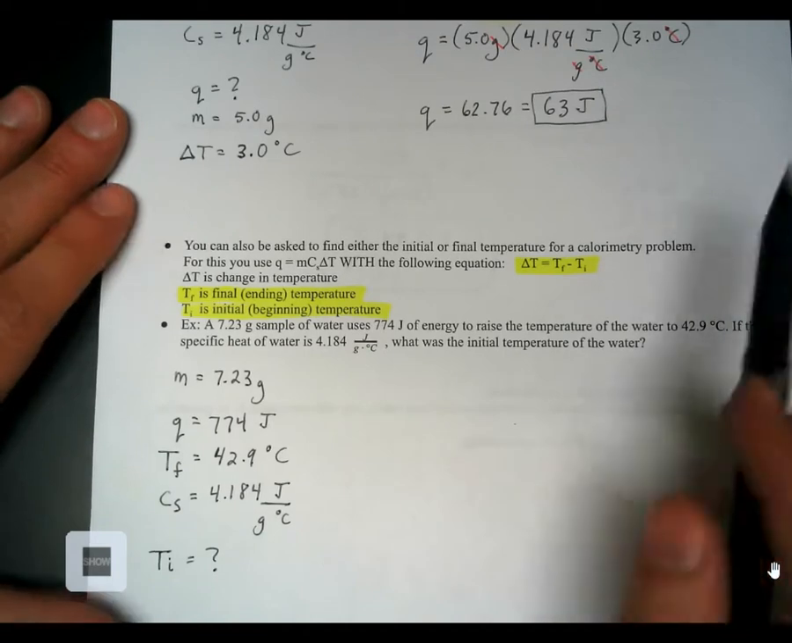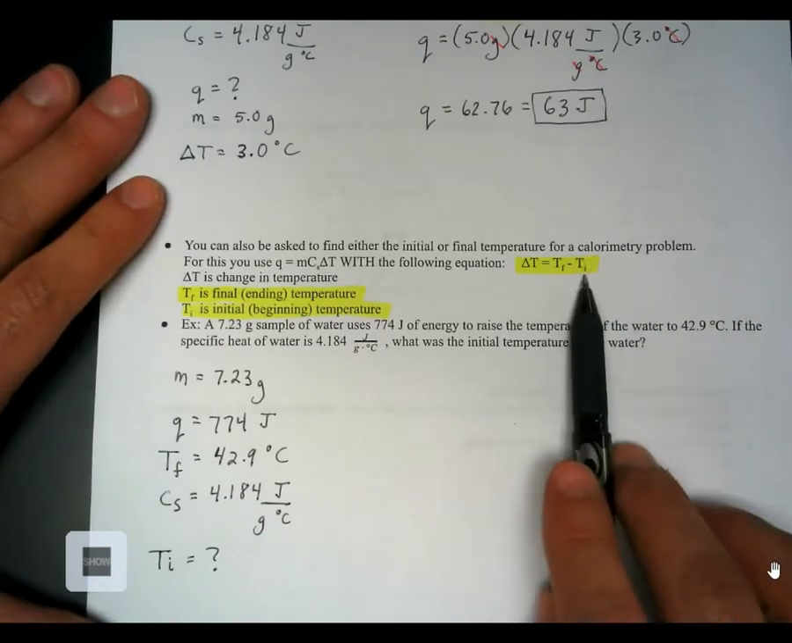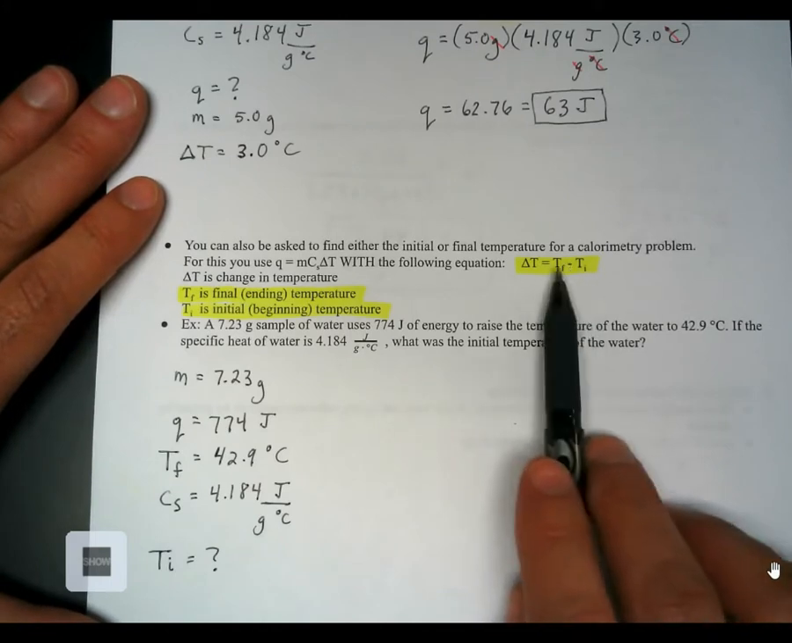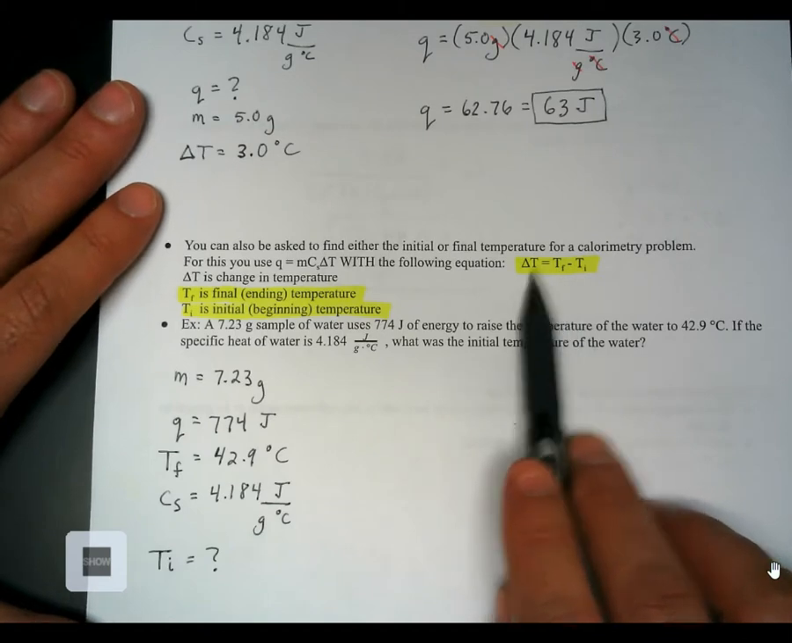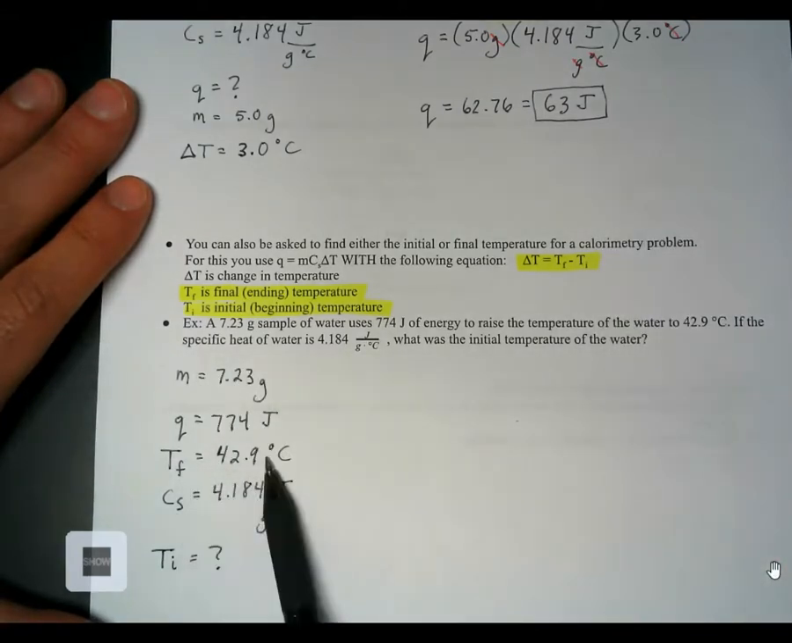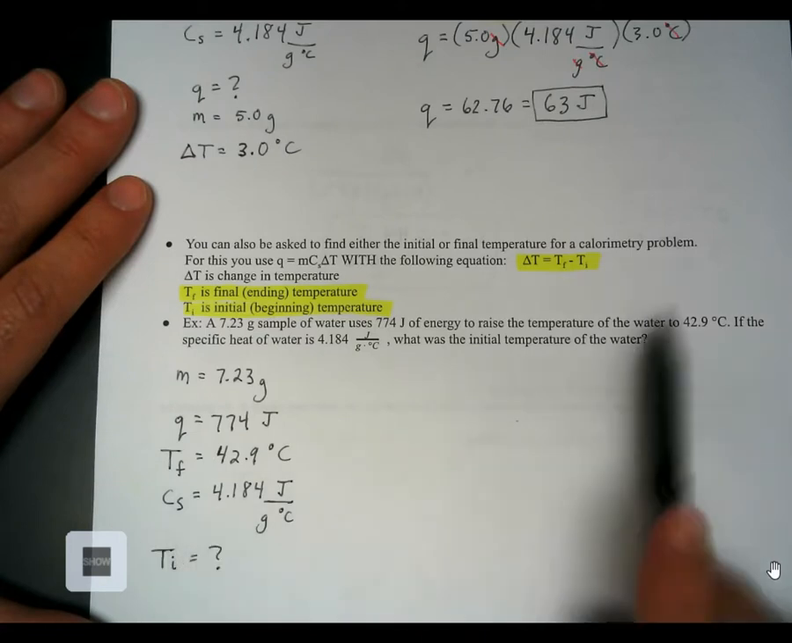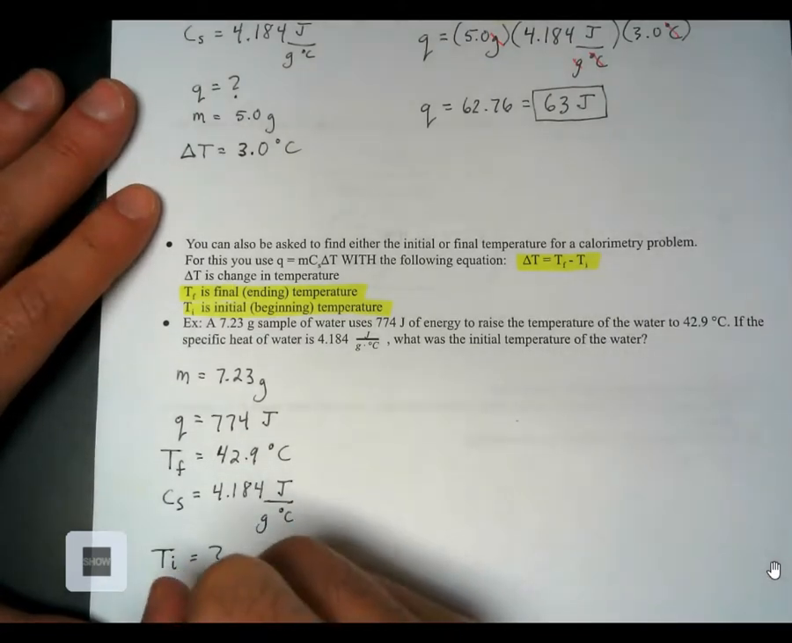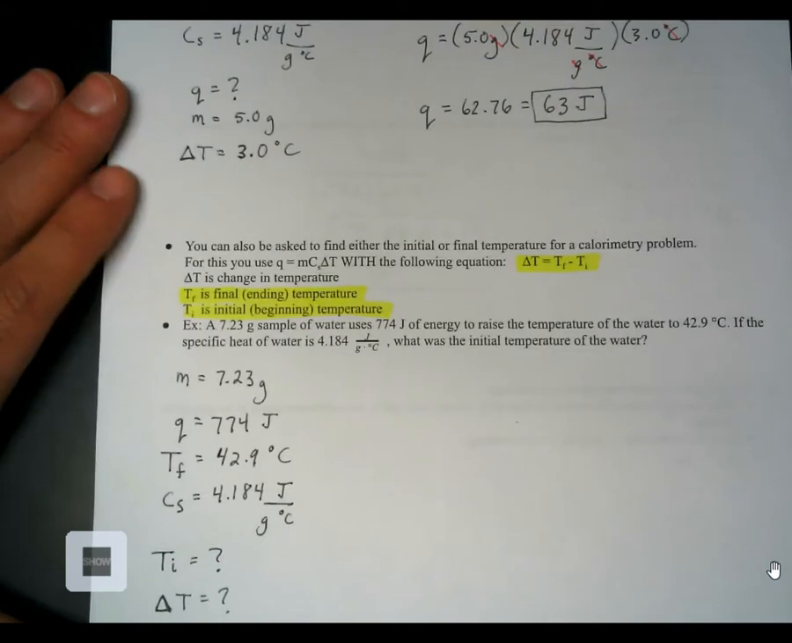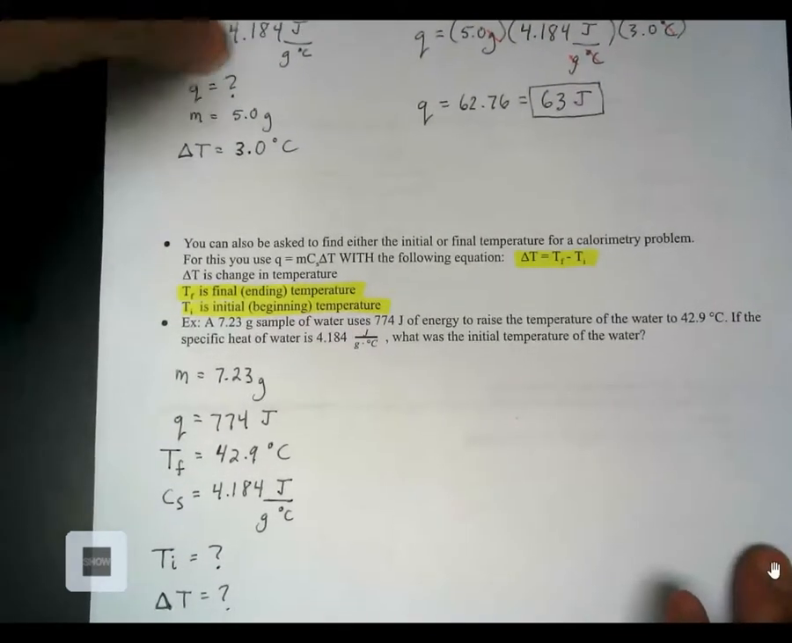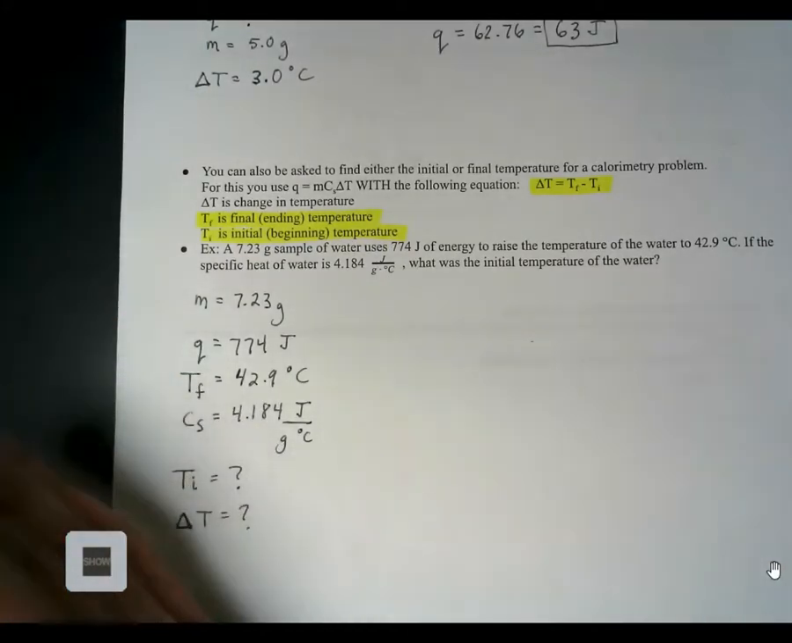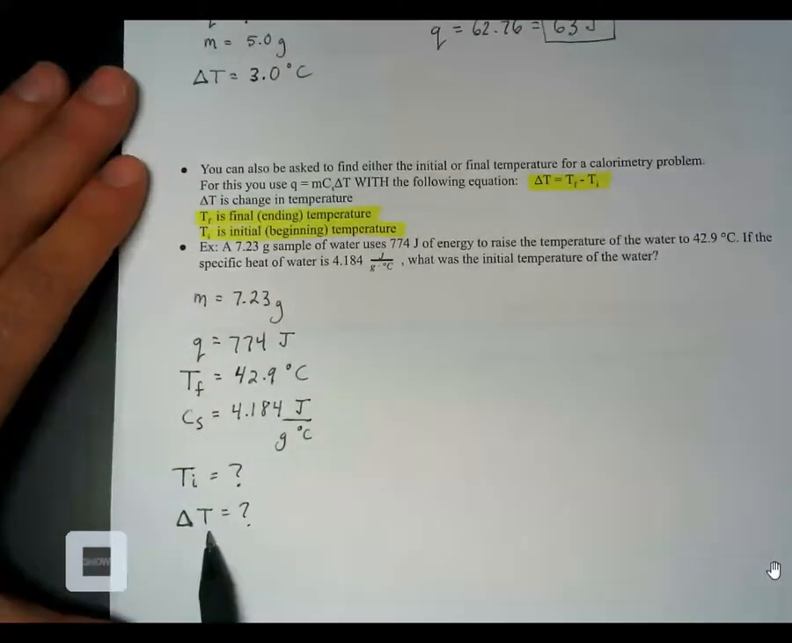So what does that mean? Well, that means if we're looking for TI, in order to use this equation, we need to have TF and delta T, correct? We need those two things. So let's see, do we have delta T or TF? We have TF. We do not have delta T. So we know we're going to need to know delta T. So I'm just logically working my way backwards to see what I need to have to get there. Okay? So I need delta T.